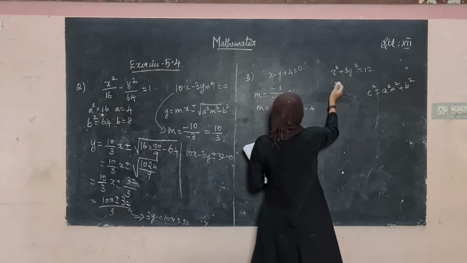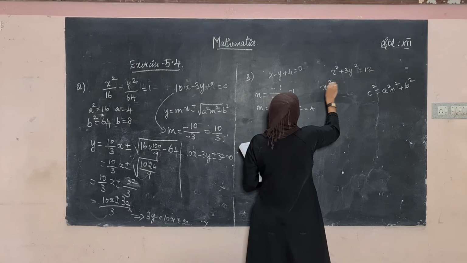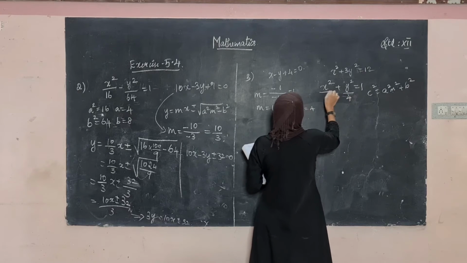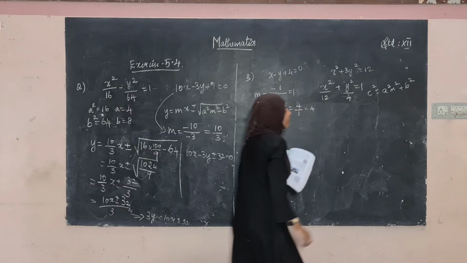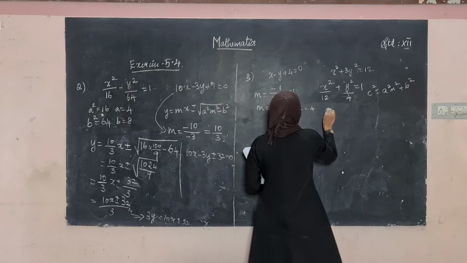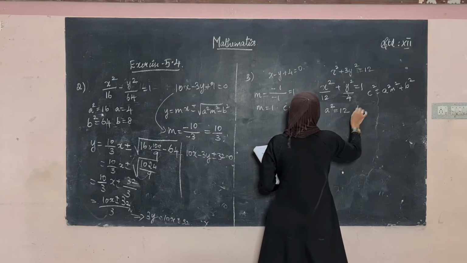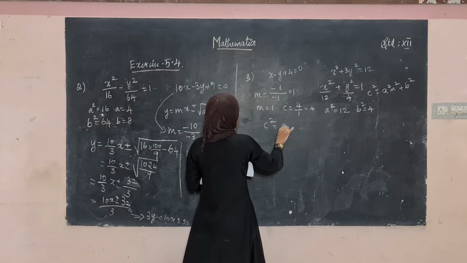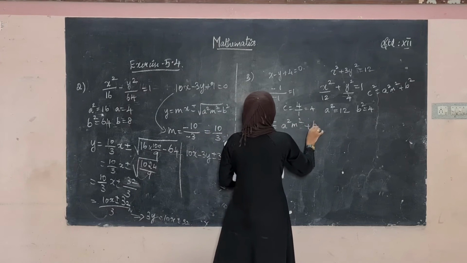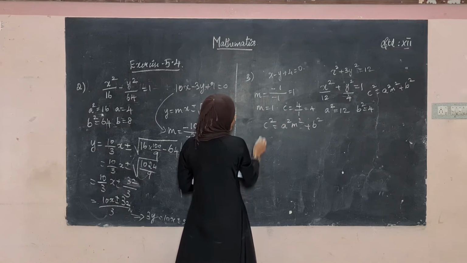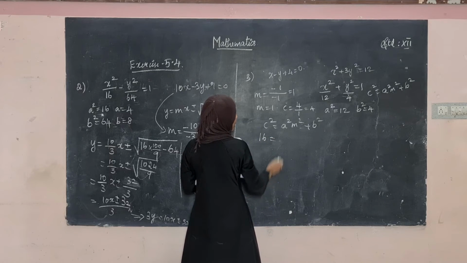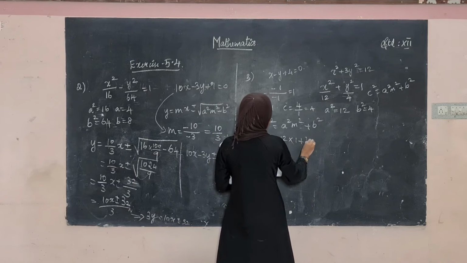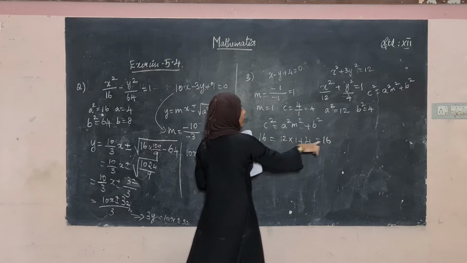So from the equation of ellipse, divide throughout by 12, what we get is x square by 12 plus y square by 4 equal to 1. From this we got the value of a square is 12 and b square is 4. Now shall we substitute here what says condition? c square is equal to a square m square plus b square. What's the value of c? c is 4. So c square is 16 is equal to, what's the value of a square? 12 into m square is 1 plus, what's the value of b square? It is 4. This is equal to 16. So therefore 16 is equal to 16.